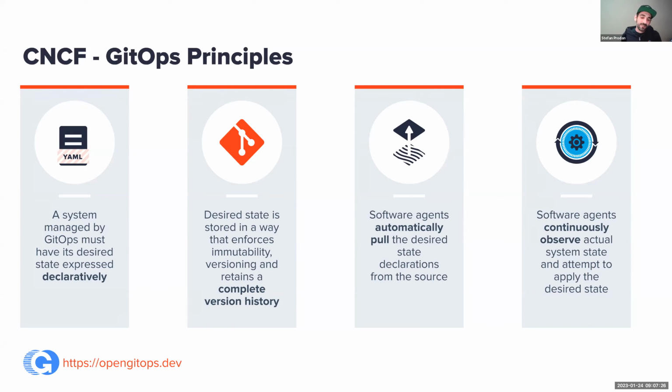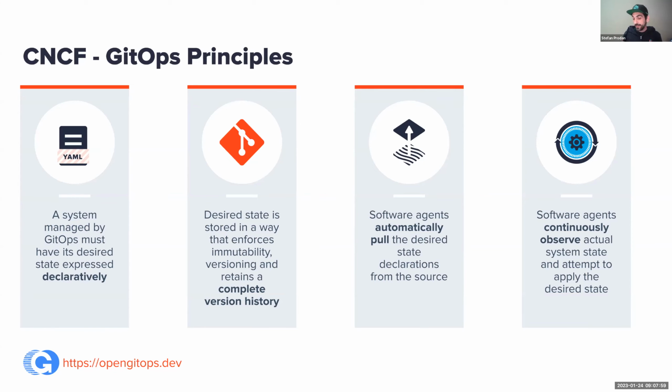We can do protected branches. We have tools to enforce a complete version history like this principle describes. And on the server side, we have the software agents that automatically pull the desired state. So this is a difference that I'll be getting into details later on. The idea is that something runs on the cluster and that something connects to Git. You don't use CI or some other tool to do the other way around.